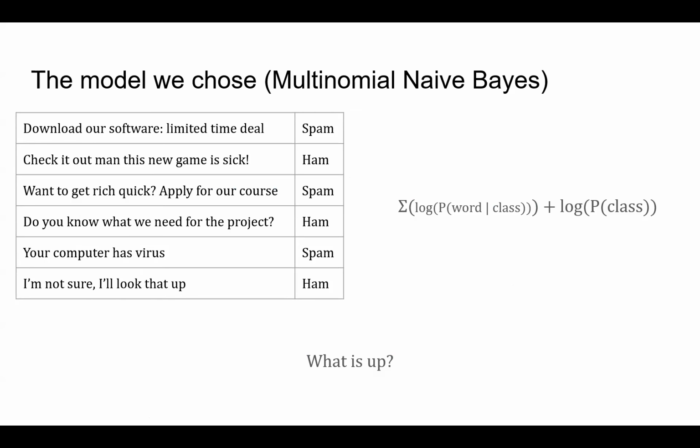Basically, we find the probability of each individual word in our message being spam and add all of those together, as well as adding the chance of it being spam at all. We do this process for both ham and spam data and then choose whichever one got the higher score.